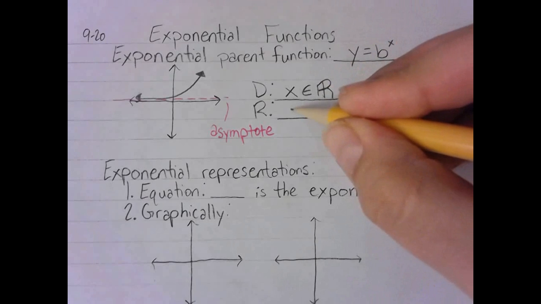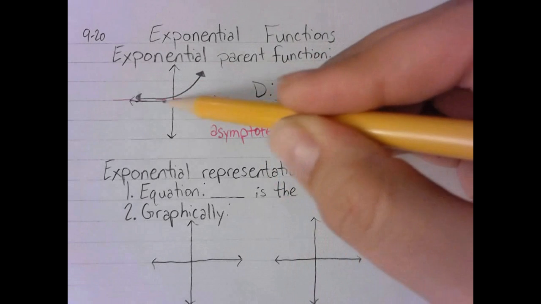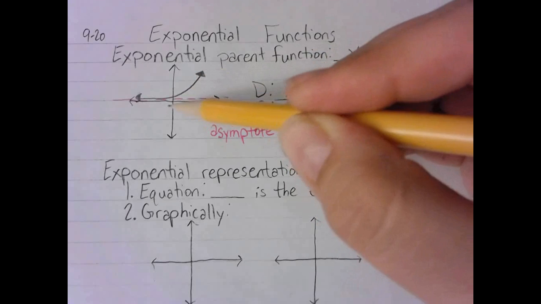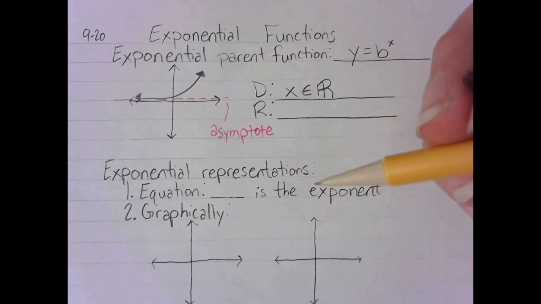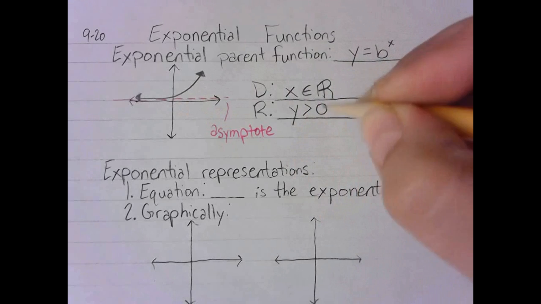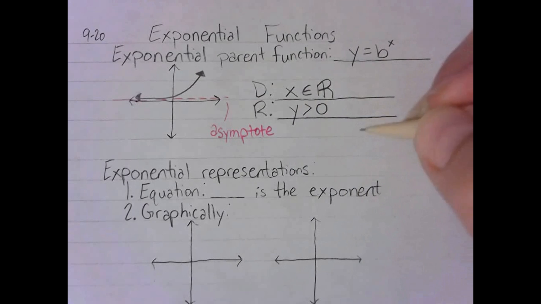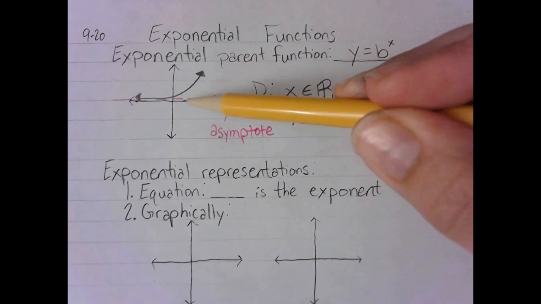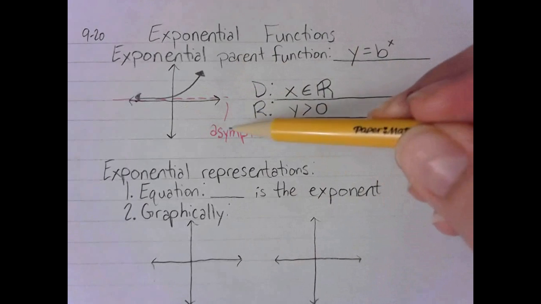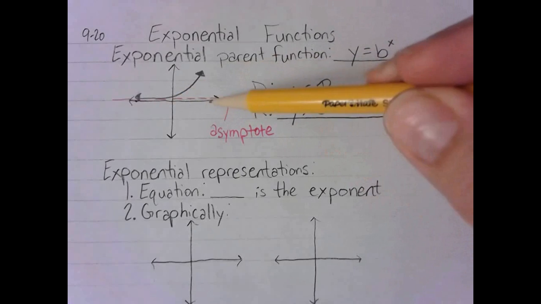So that means our range has to be above the x-axis, and our x-axis is when y equals 0. And it goes forever up, but it stops before y equals 0. So that means y can be greater than 0. It cannot be equal to, because it's going to get very close to y equals 0, but it's never going to quite touch it. That's what asymptote means, it's going to get really close to this line, but it's never going to quite touch.